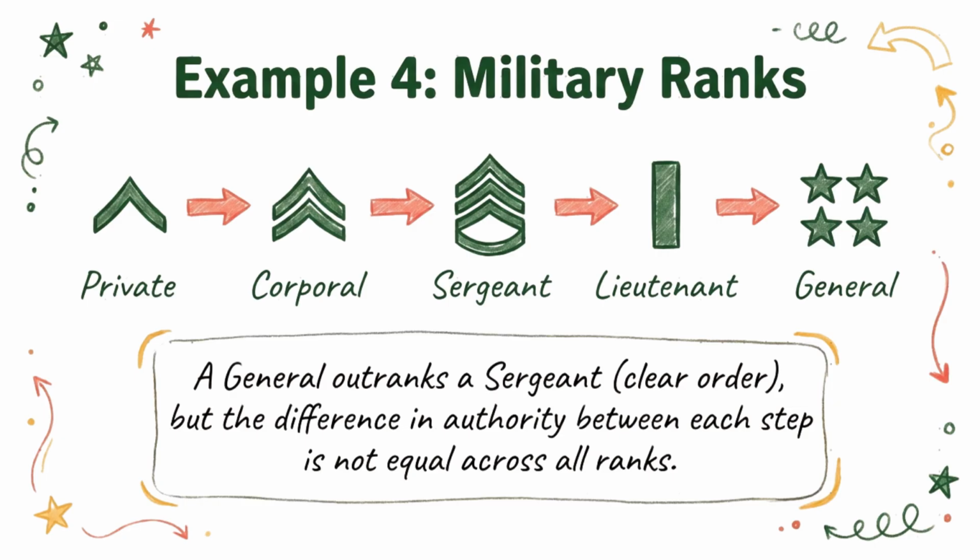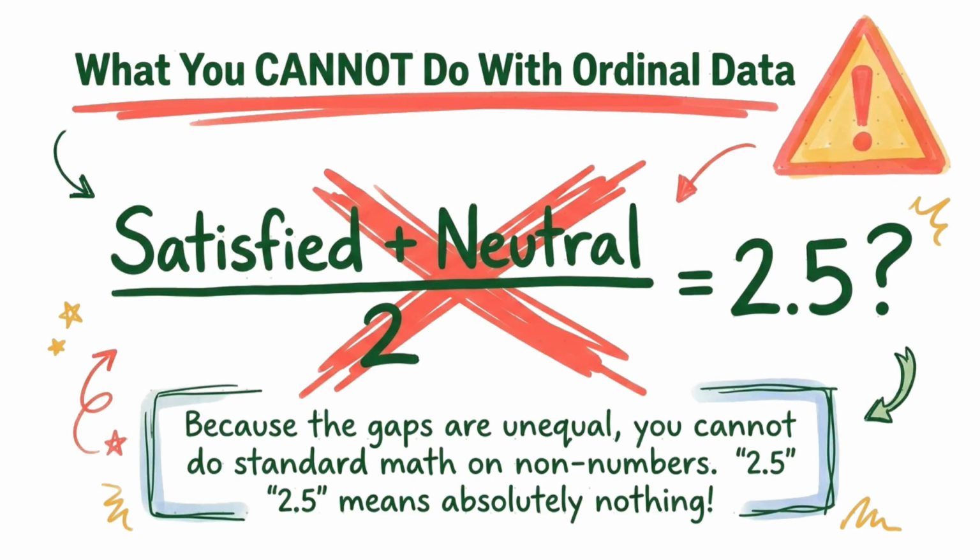Gaps are not. What you cannot do with ordinal data. Here's the mistake people make constantly. If one person answers satisfied and another answers neutral on a survey, you cannot average them and call the result 2.5. The gaps are unequal. These are not real numbers. 2.5 means absolutely nothing. Standard math simply does not apply here.